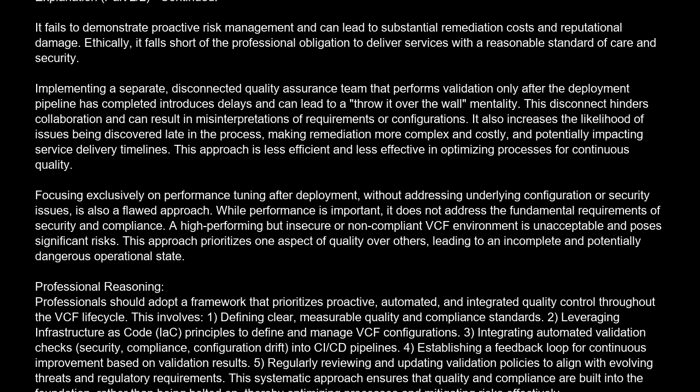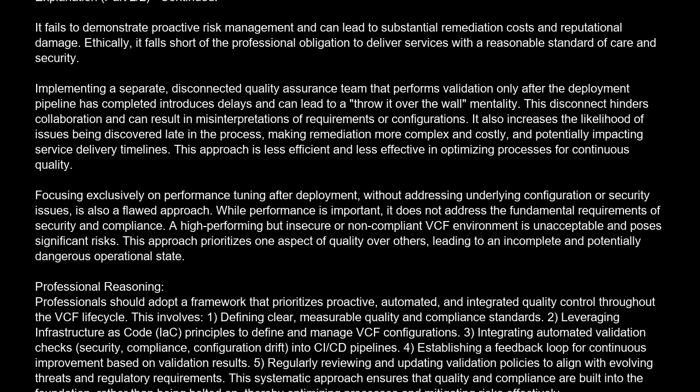Focusing exclusively on performance tuning after deployment, without addressing underlying configuration or security issues, is also a flawed approach. While performance is important, it does not address the fundamental requirements of security and compliance. A high-performing but insecure or non-compliant VCF environment is unacceptable and poses significant risks. This approach prioritizes one aspect of quality over others, leading to an incomplete and potentially dangerous operational state.